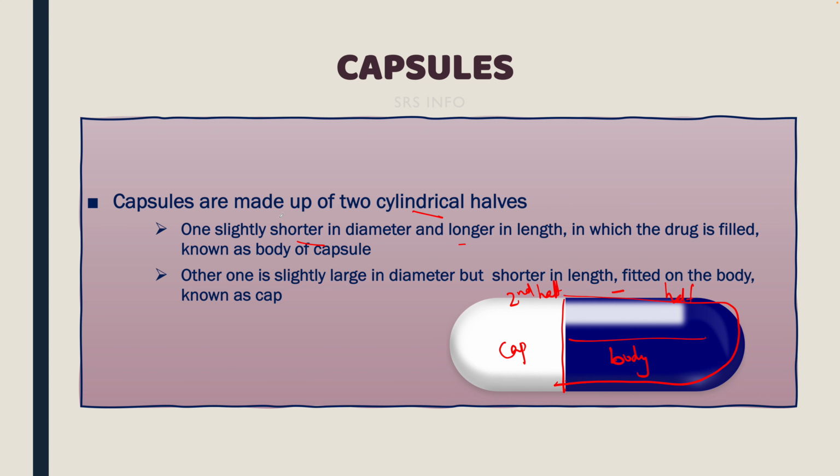The capsules are made up of two cylindrical halves, one slightly shorter in diameter and longer in length, in which the drug is filled. The drugs are filled in the body of the capsule. This body is shorter in diameter and longer in length, with cylindrical shape. The next half is the cap. Cap is slightly large in diameter but shorter in length. This is fitted into this body. So the medicines are filled in this body and it is covered by the cap by fitting into this body. So capsules contain two cylindrical halves.